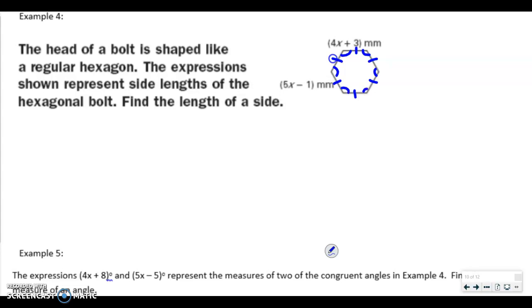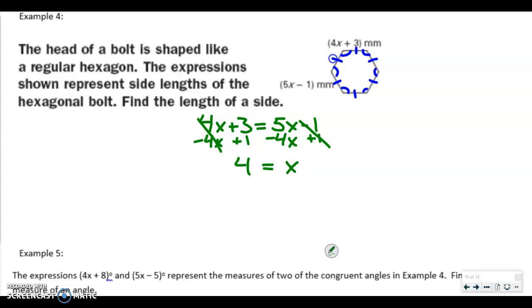But for this, all we need to focus on are the sides. So if we know all the sides are congruent, we need to find the length of a side. So it tells us that 4x plus 3 is going to be equal to 5x minus 1. And then we can solve for x and plug x back into either one of those. So I'll subtract by 4x on both sides. Gives me x. Cancel those. Add 1 to both sides. Gives me 4.